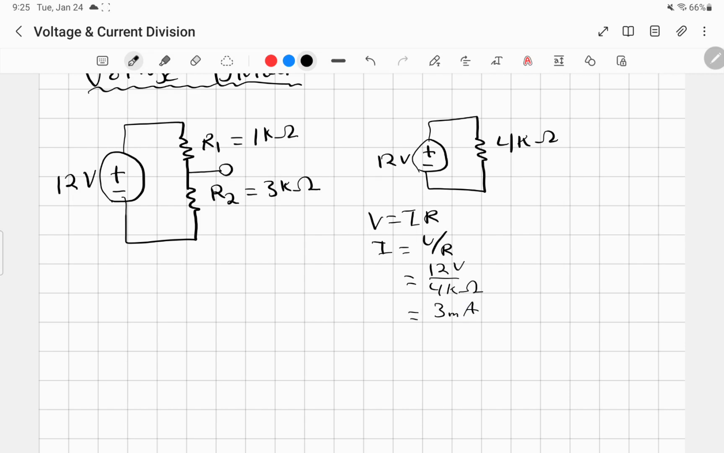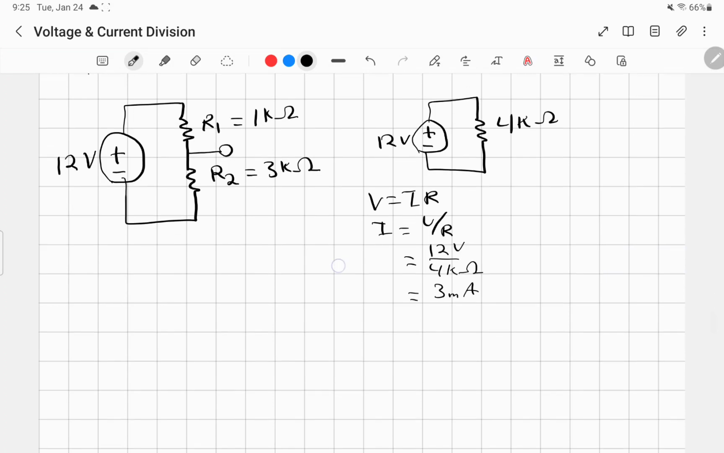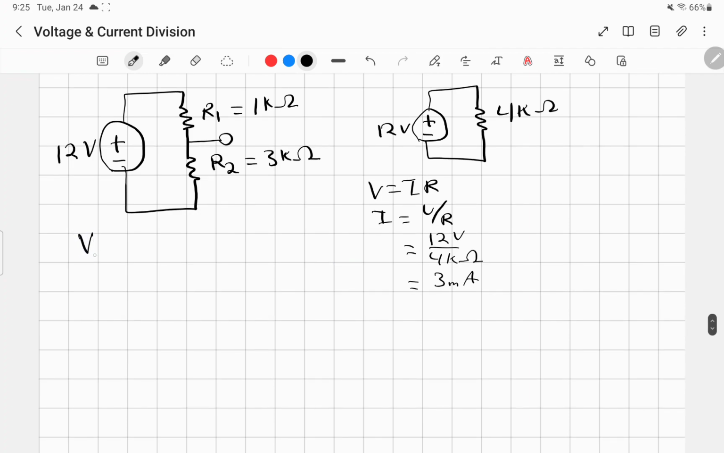3 milliamp current going through this, and now with this current, we can figure out the specific voltage across R1 and the specific voltage across R2. Because we have V equals IR, V1, let's call this V1, is going to be equal to I times R1, and that's going to be equal to 3 milliamp times 1 kilo ohm, which is 3 volts.